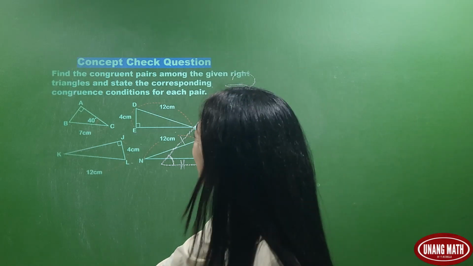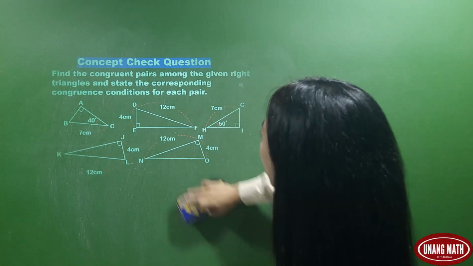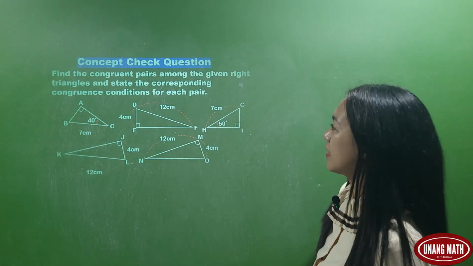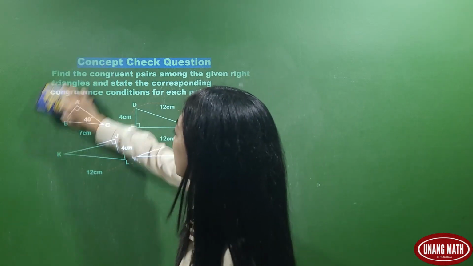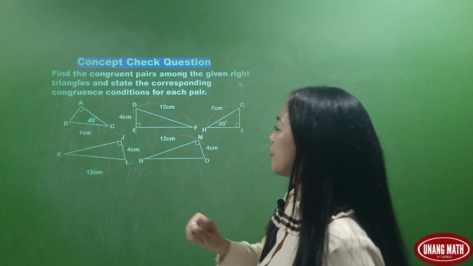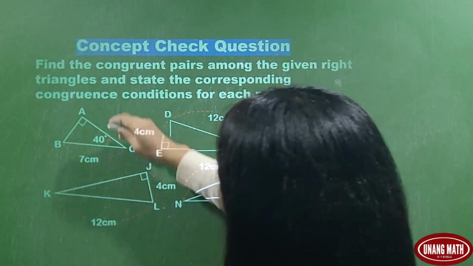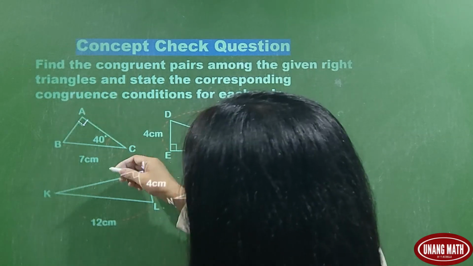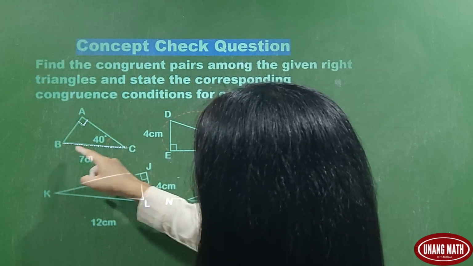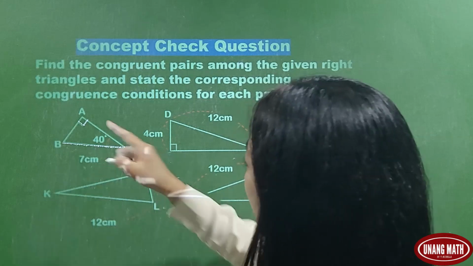Okay, this time, let's answer this concept check question. We will find the congruent pairs among the given right triangles and state the corresponding congruence conditions for each pair. First, let's consider this right triangle. So opposite side is this side. It means this is the hypotenuse and it measures 7 centimeters. This angle is 40 degrees.